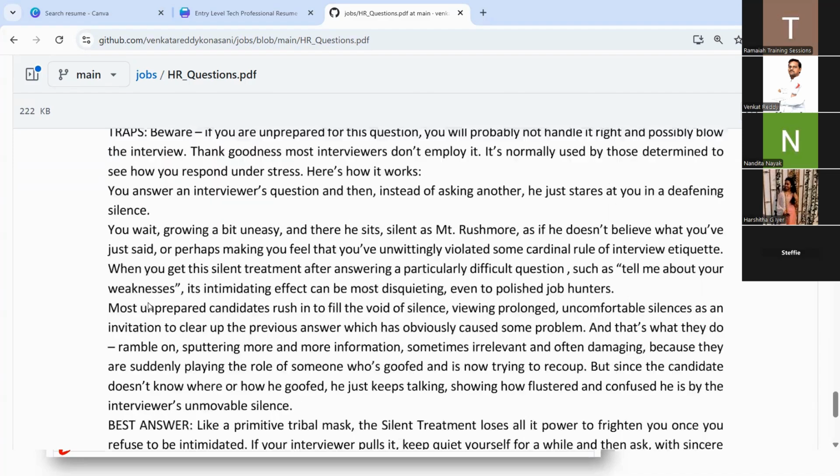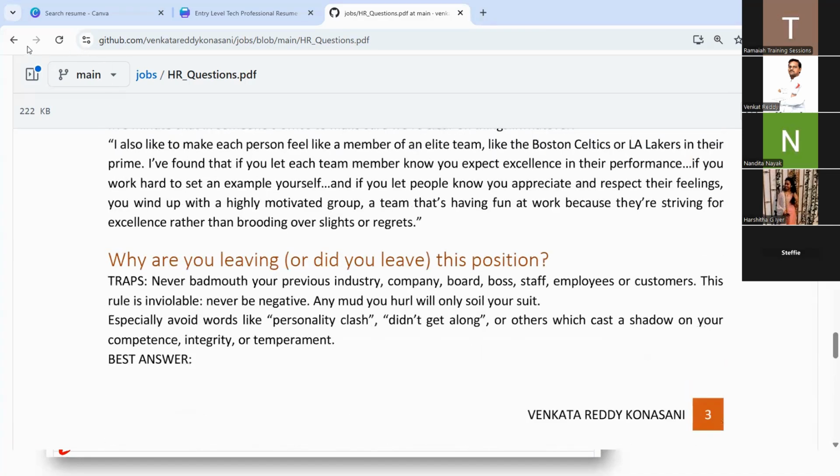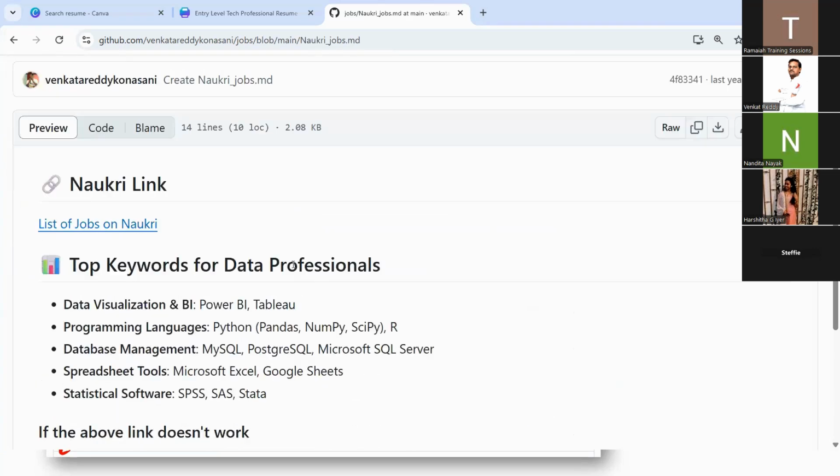So, what are the traps? What is the best answer? And how do you answer all those things? I have included it in this one: HR questions, business analyst interview questions. And if you click on this, this is the location.